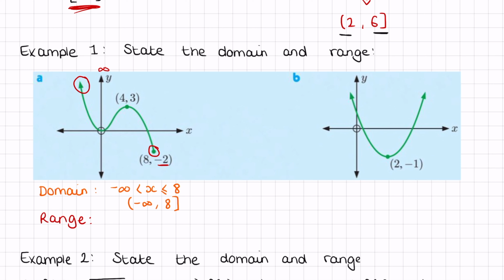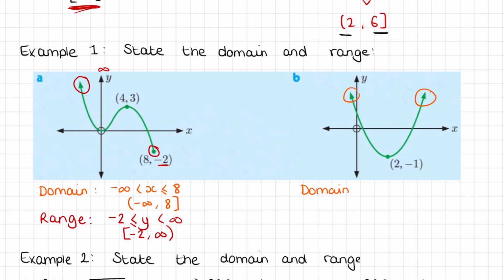So our range would be from negative 2 all the way up to infinity. You can write that like that, or we could write it with our brackets, would be a square bracket first and then a curved bracket. Part B, for our domain, you see either end here, there are arrows, so it's going on forever in each direction. So it's going between negative infinity and infinity.